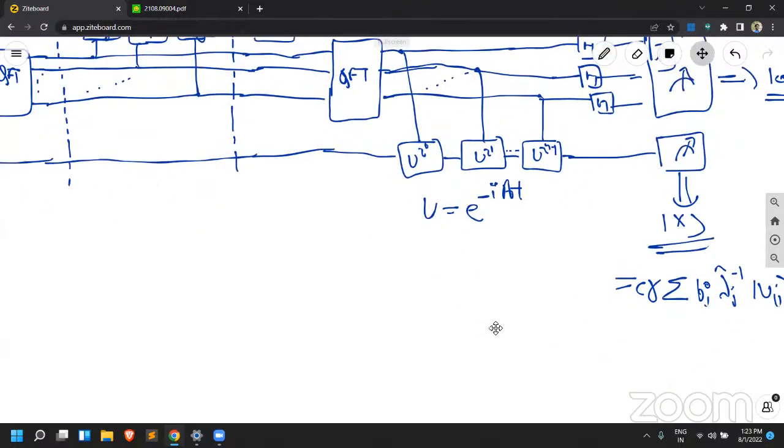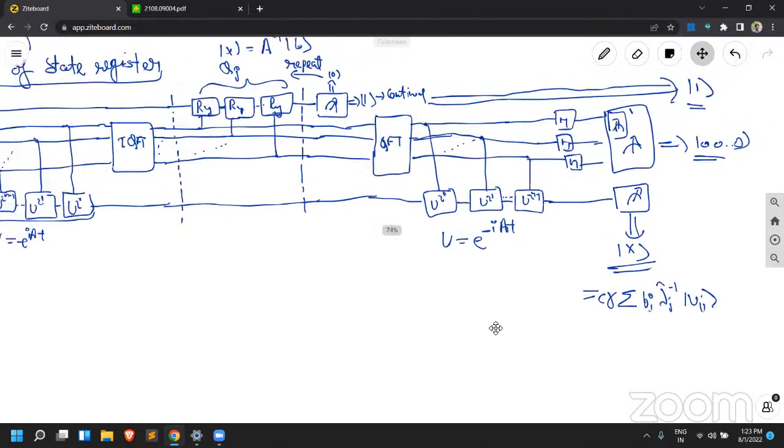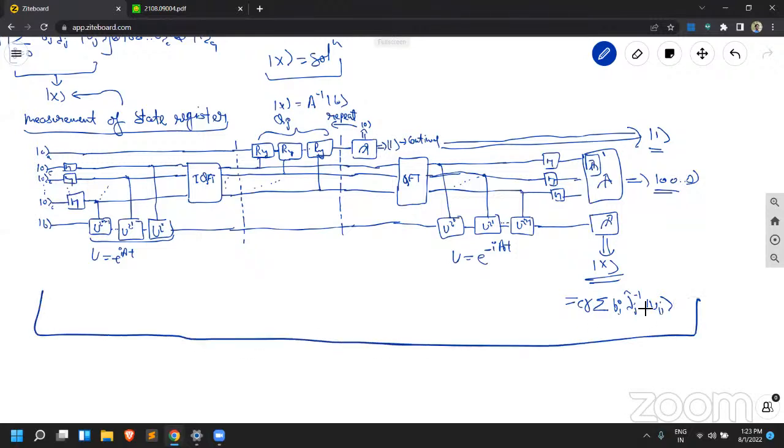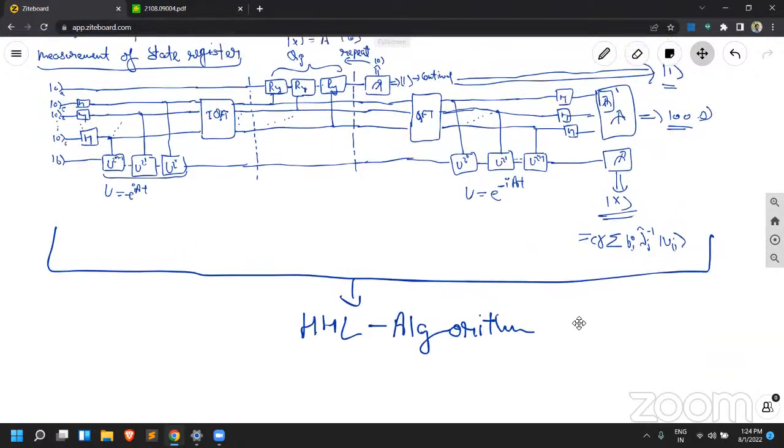So this actually is a very big circuit, so I'll just fit it in the screen. Okay, so together, this is the circuit of our HHL algorithm. Okay, this is the final circuit that we get.